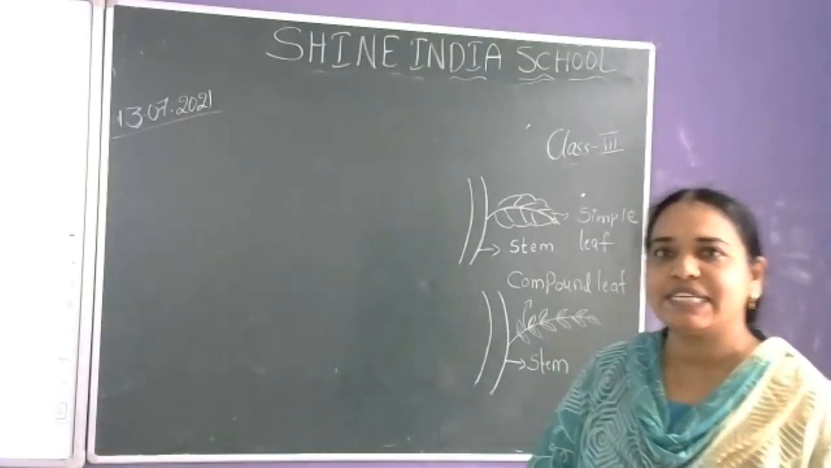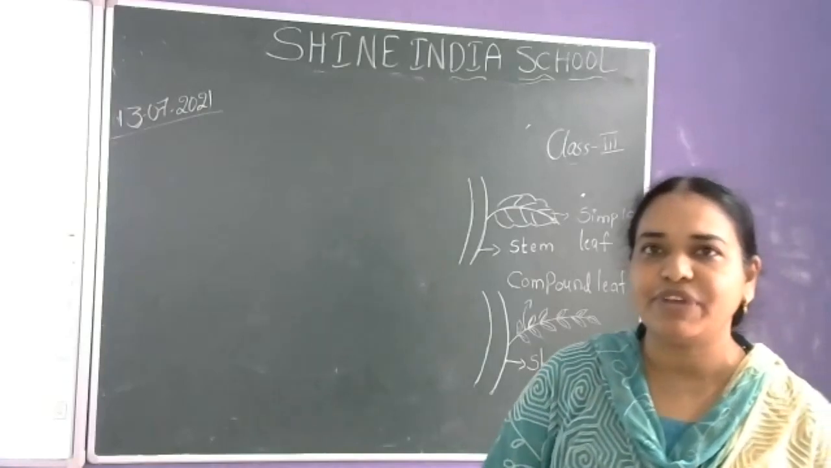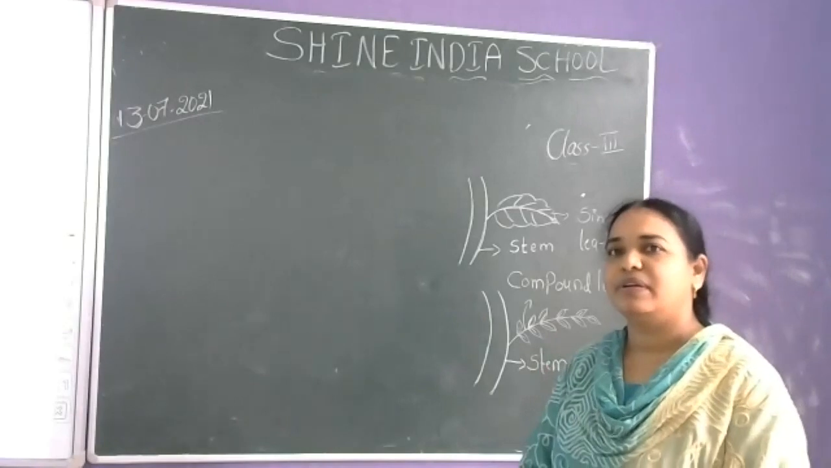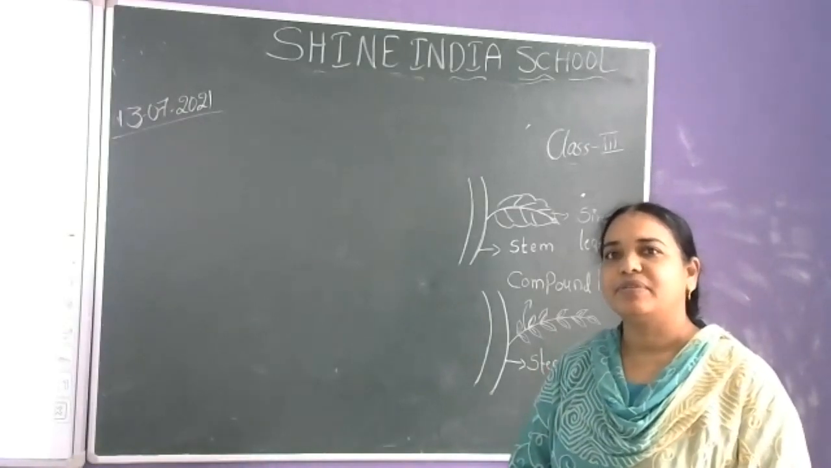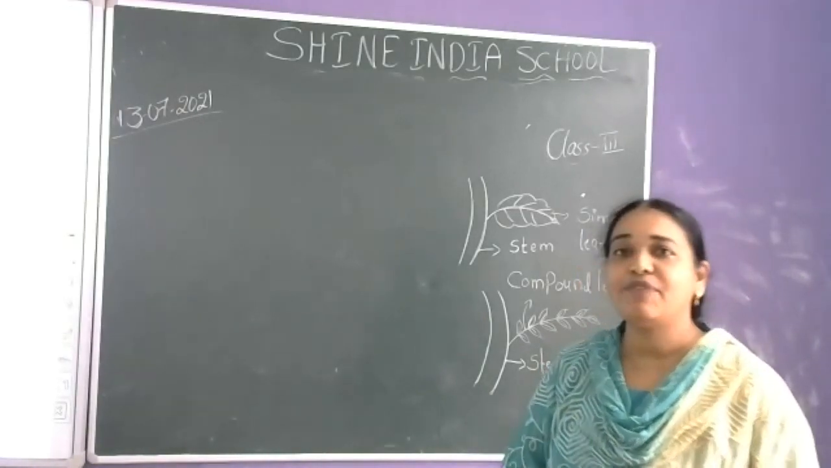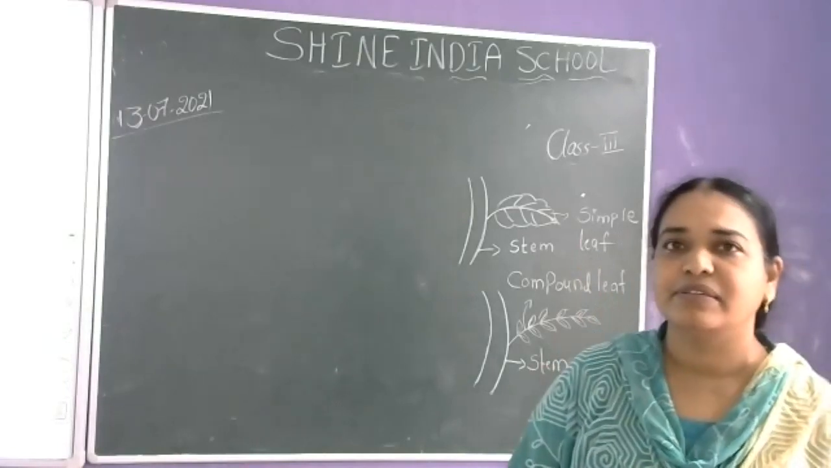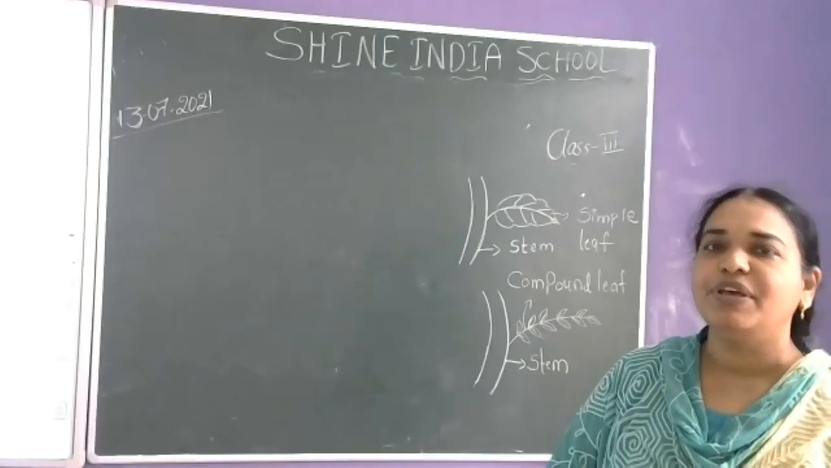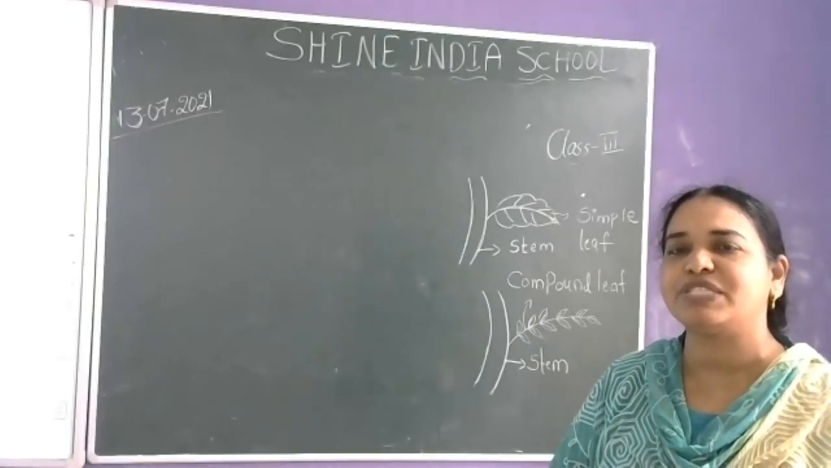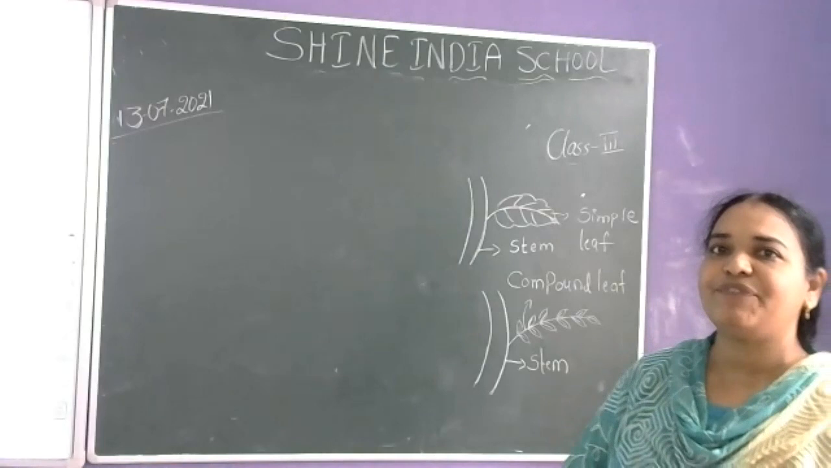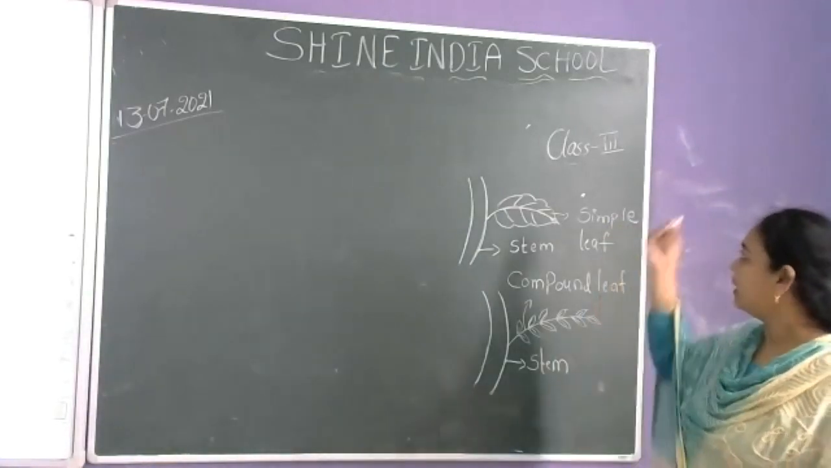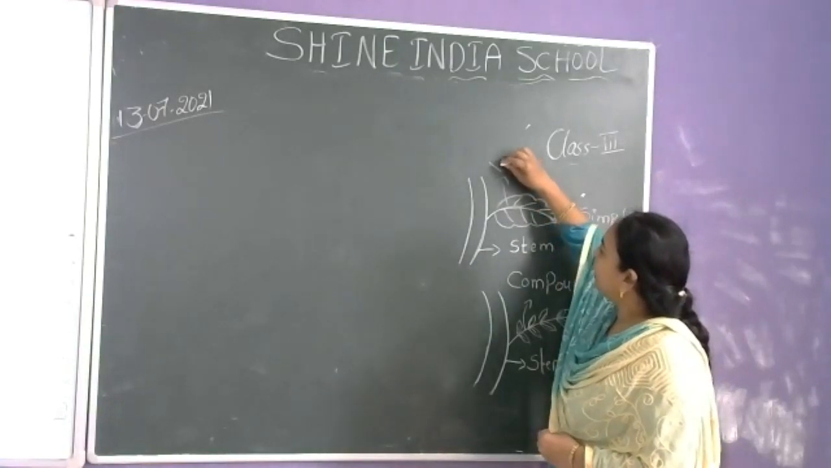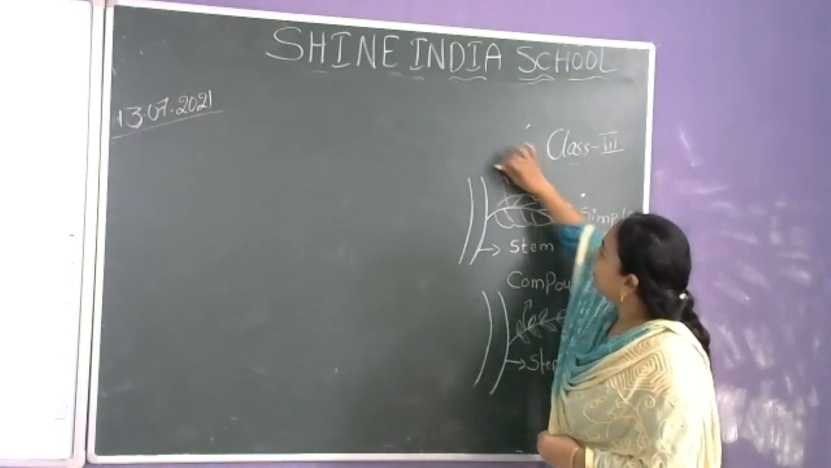What we discussed yesterday in our science class, what we discussed yesterday regarding what? About leaf. Very good. We discussed about the different parts of the leaf. What are the different parts? Can you say one by one? Margin.